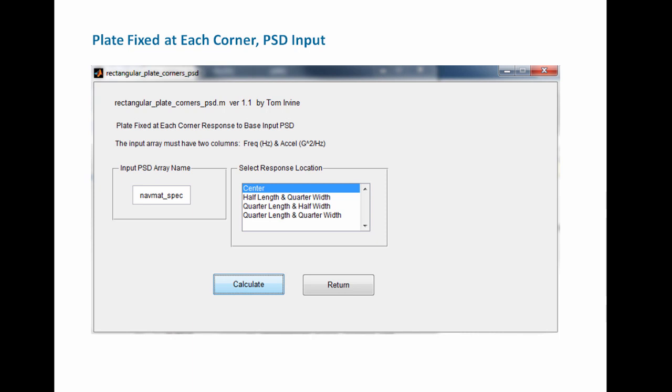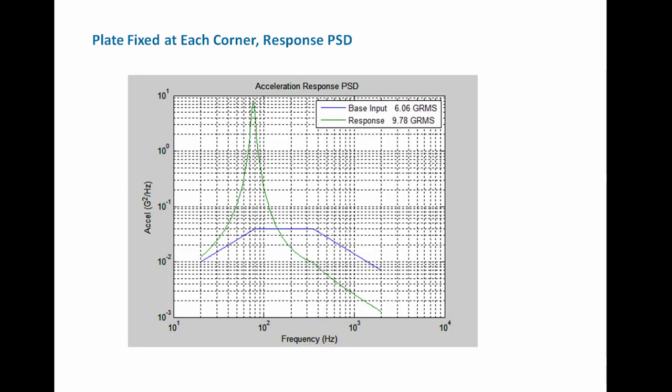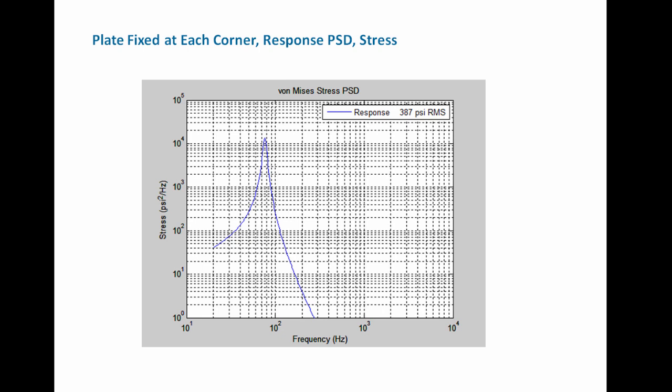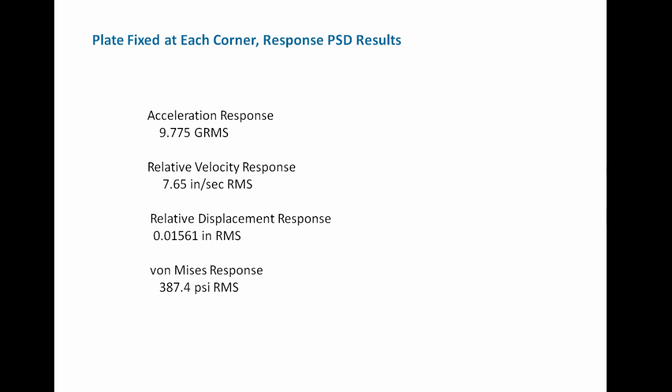And then we applied the NavMat base input to our plate fixed at each corner and took a look at the response at the center. For the NavMat input, if we take the square root of the area under the response curve, that equals 9.78 GRMS for that response. And again, this being a PSD, it's G squared per Hertz versus frequency in Hertz. Then the von Mises stress PSD, 387 PSI RMS. And then just a summary of the output metrics in terms of their respective overall RMS values.